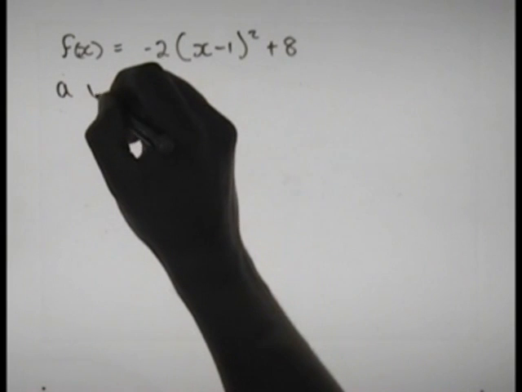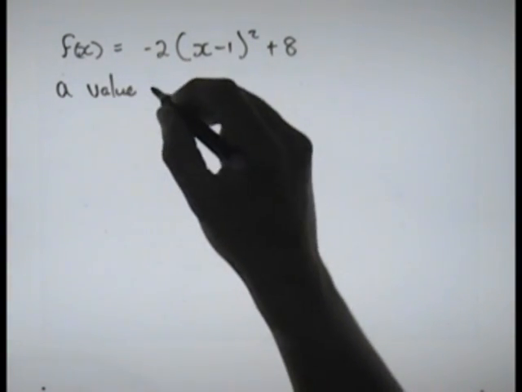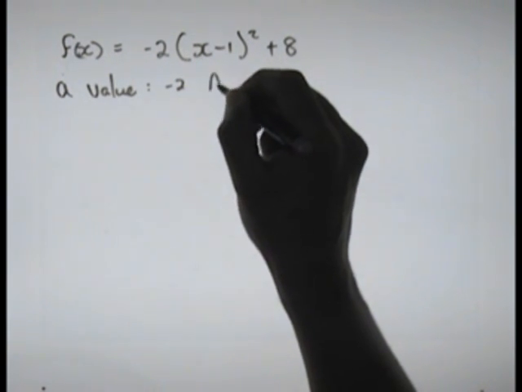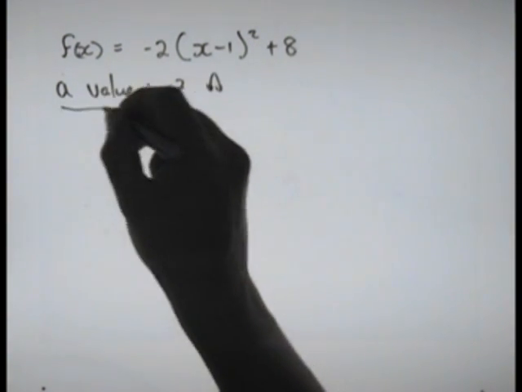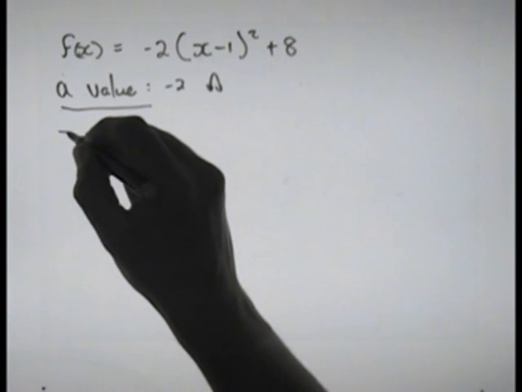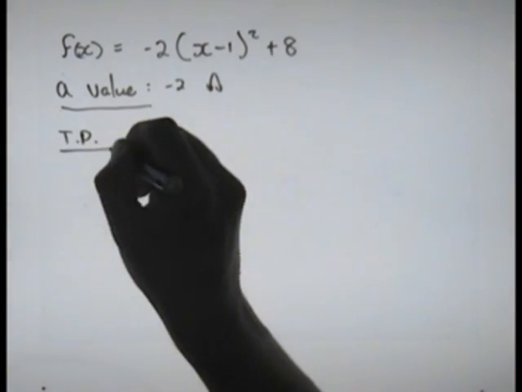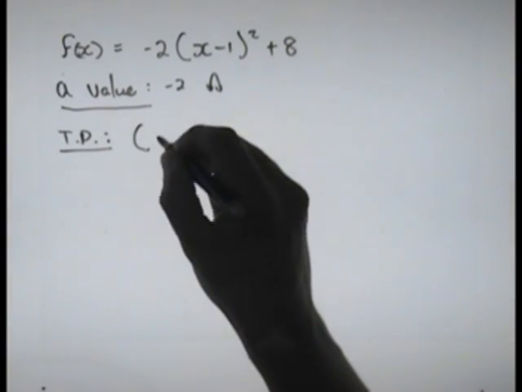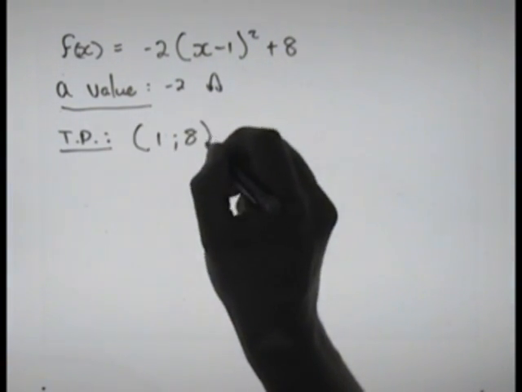Step 1, my a value. In this case, my a value is equal to -2, which means that it's the frown face graph. Step 2, my turning point. In this case, my turning point is (p, q), which is going to be (1, 8).